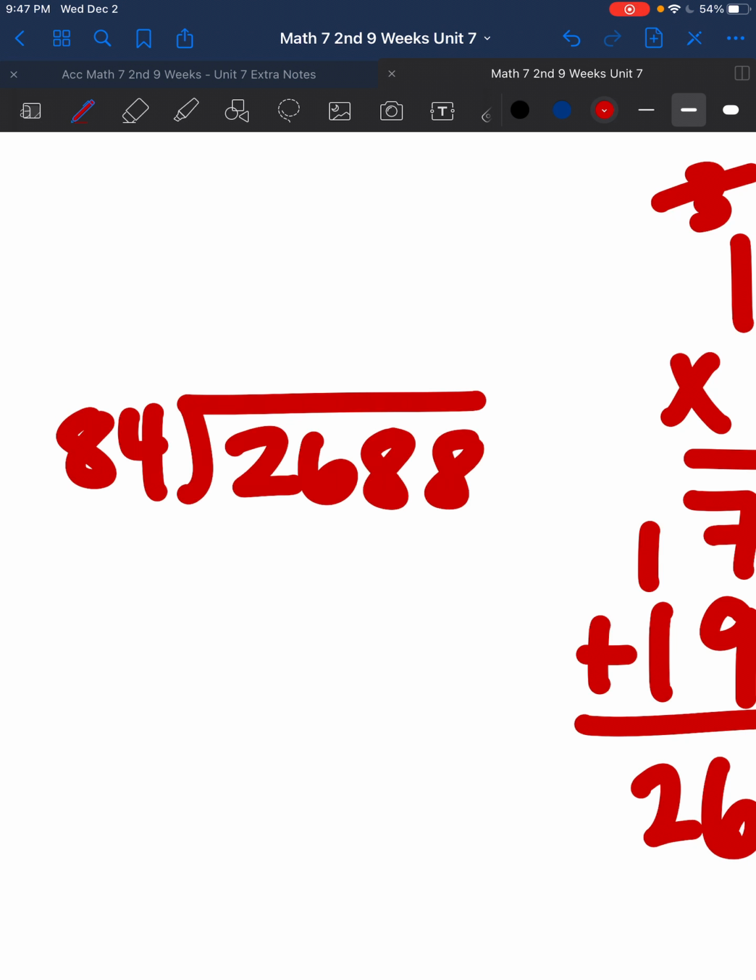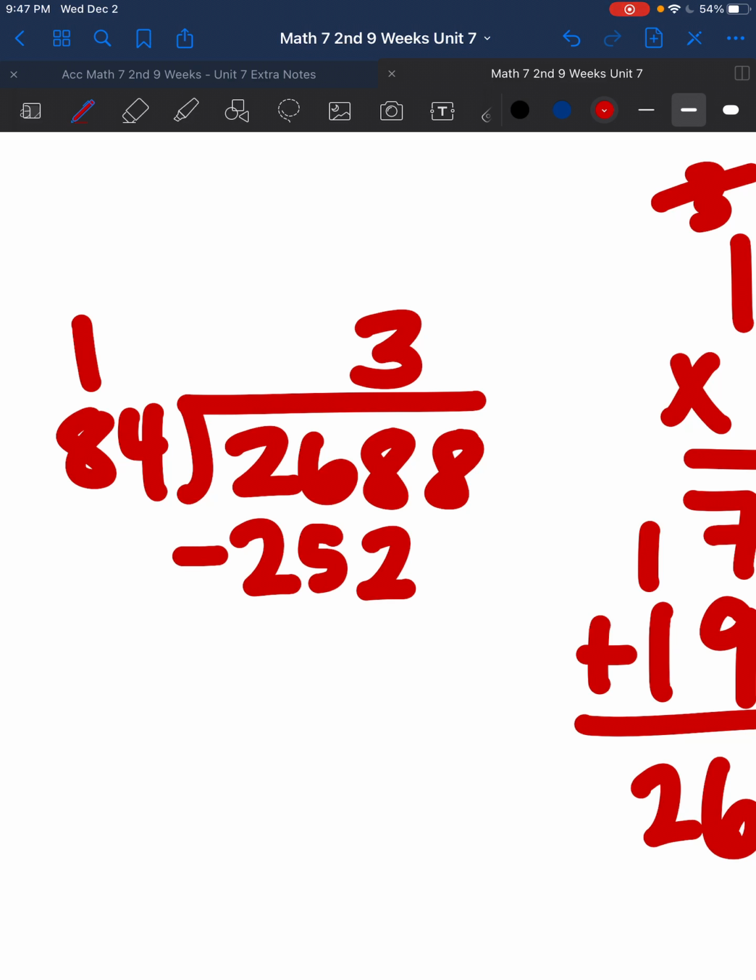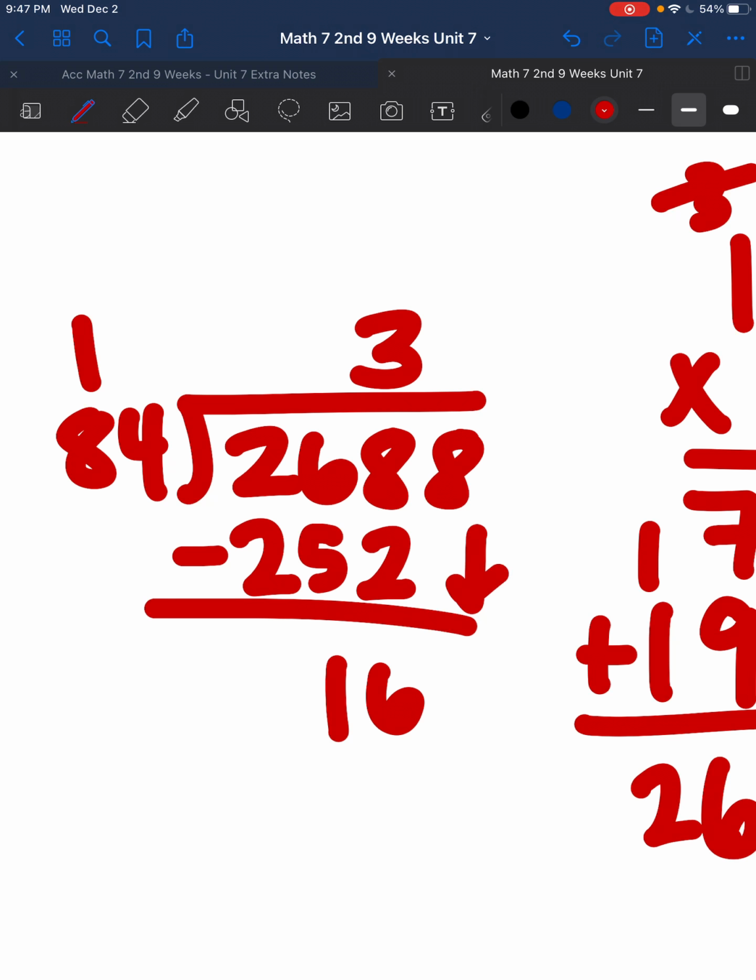So I don't know this division off the top of my head either, so I'm going to show my work over here. 84 goes into 2,688. 84 doesn't go into 26, but it will go into 268. And 84 goes into 268. I'm going to guess 3 times, because 3 times 80 would be 240. So 3 times 4 is 12. 3 times 8 is 24. Plus 1 is 25. So now when I subtract, 8 minus 2 is 6. 6 minus 5 is 1. And I'm going to bring down this 8.